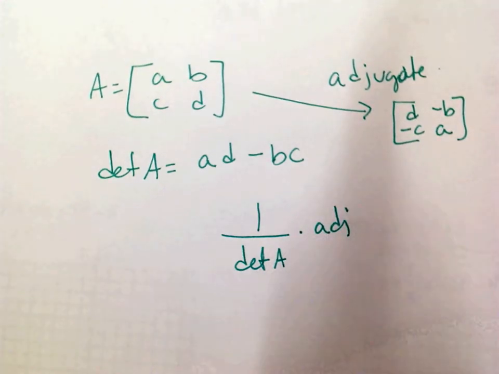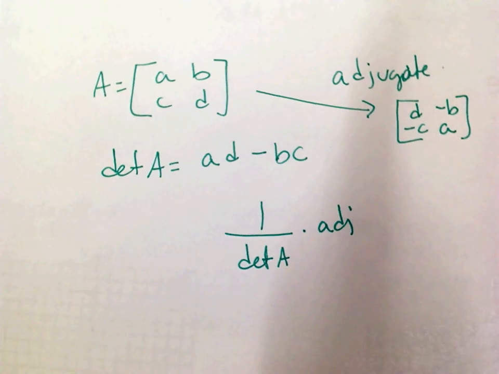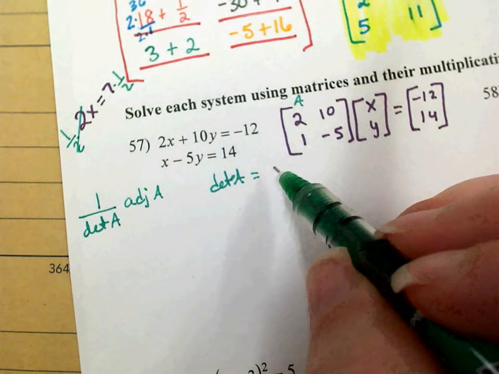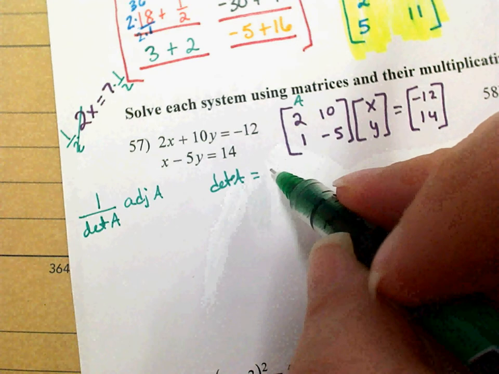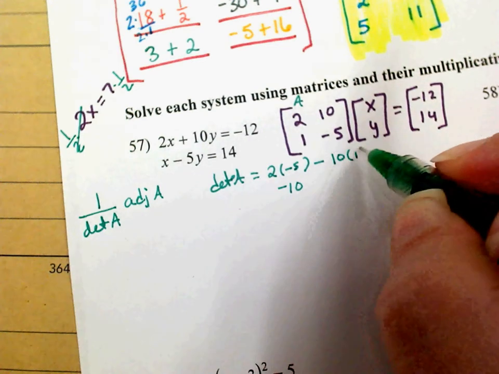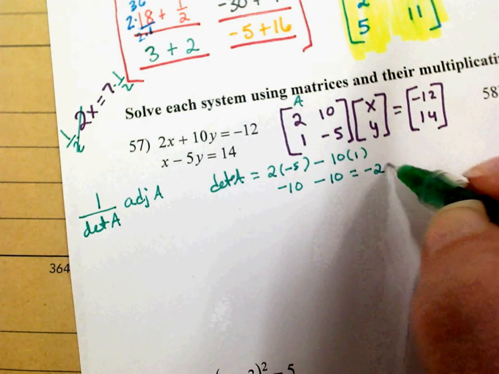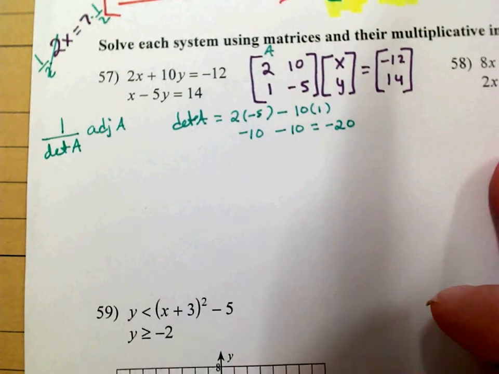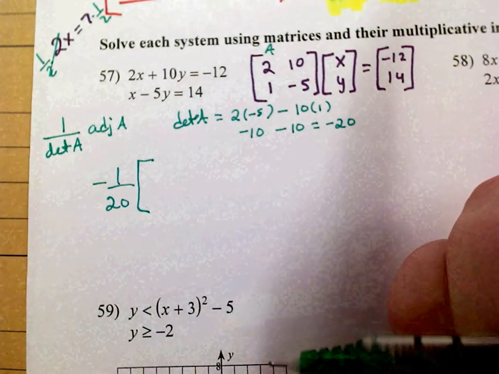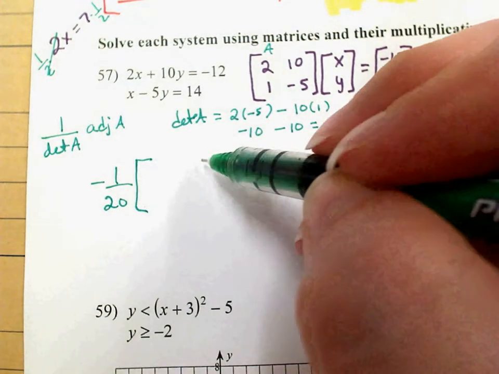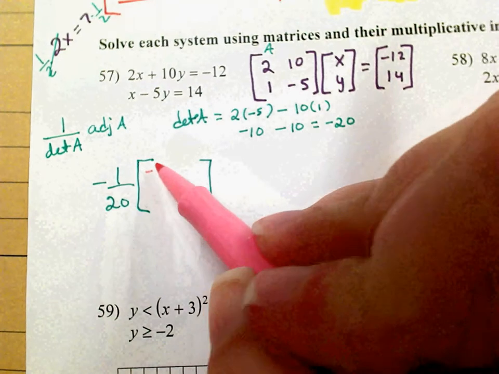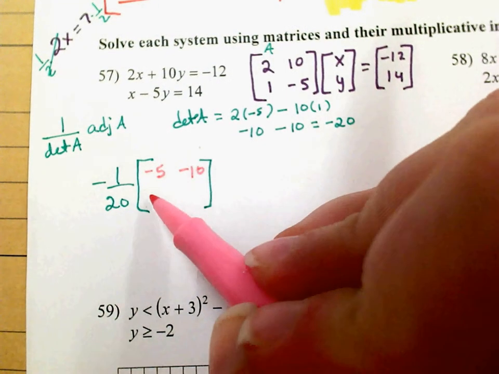So determinant. Let's figure that out. A times D, so 2 times negative 5 is what? So negative 10 minus 10 times 1, so minus 10, which is what? Negative 20. So I've got a negative 1 over 20 times what? The adjugate? So what is the adjugate of 2, 10, 1, negative 5? Negative 5, negative 10, negative 1, and 2. Switch those two and change the sign of 10 and negative 1.